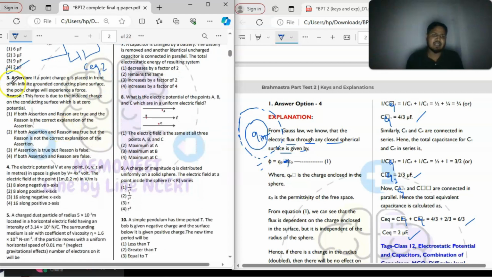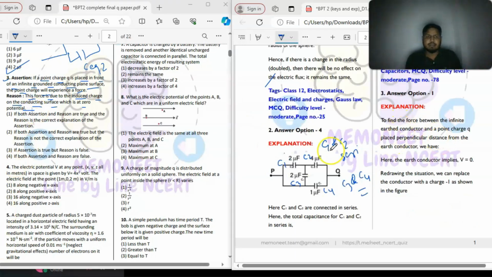That is the assertion and reasoning based question. Let us first read the question. If a point charge Q is placed in front of an infinite grounded conducting plane surface, the point charge will experience a force. Now what is the reason? This force is due to the induced charge on the conducting surface which is at zero potential.